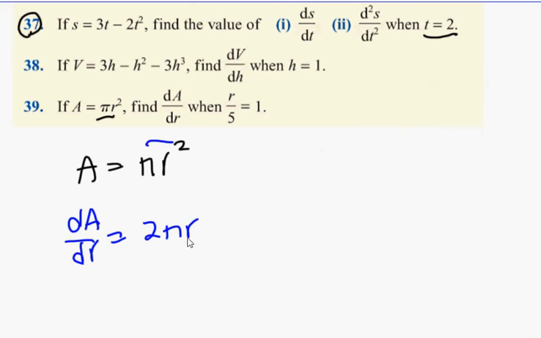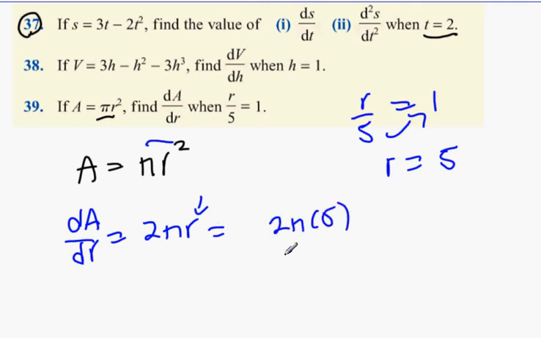Okay? Now the next thing is when r over 5 equals 1. We haven't got r over 5, we simply have r. So what we're going to do is cross multiply up to 5. We're going to get r equals 5. And now we're going to replace r with 5. So we're going to get 2 pi times 5, which is 10 pi.